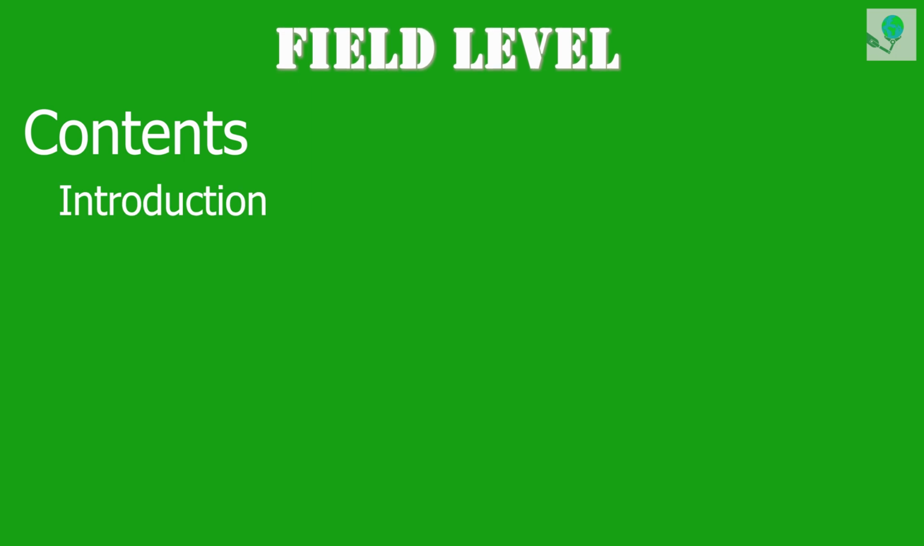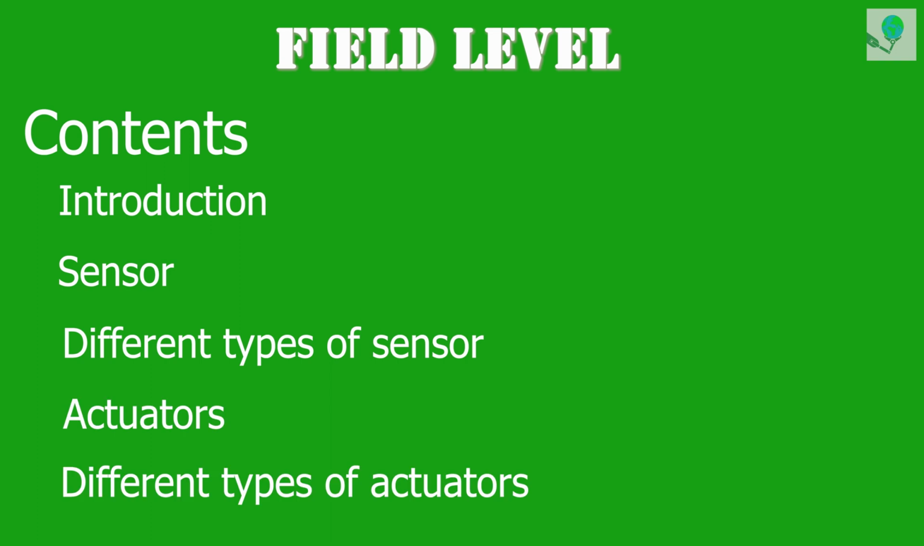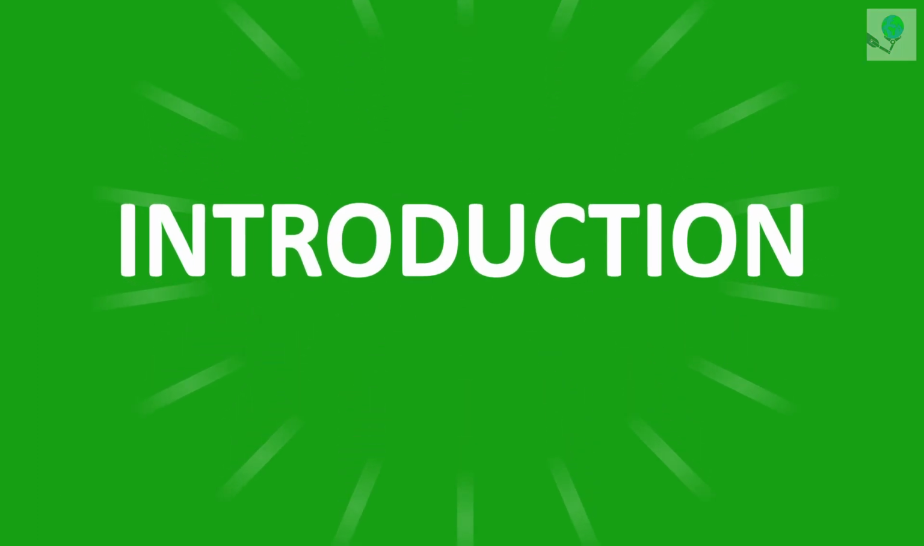These are the contents: the introduction section, where we will discuss how to automate a dam. Then we will go for the field devices, that is, what is a sensor, what are the different types of sensors, then actuators and its different types. So that's it. Now let's go to the topic.